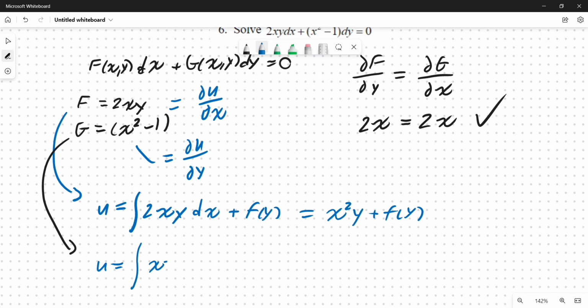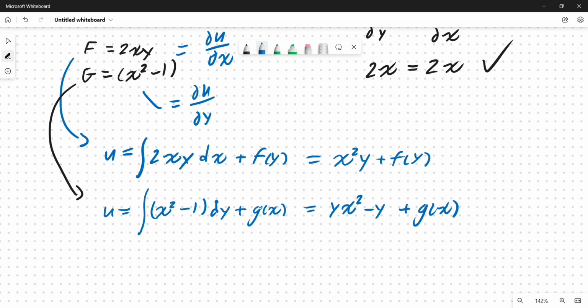And then now we can do g, and we end up getting u equals the integral of x squared minus 1 dy. So now it's different. And of course, our constant now is going to be g of x. So that's going to equal, if we do it in terms of y, y x squared minus y, and then plus g of x.